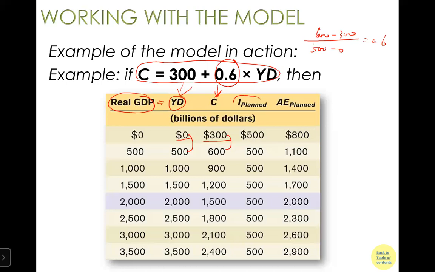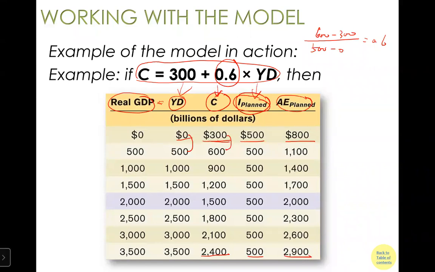Now I planned it. So we assume this is constant, it doesn't change with disposable income. Now the last column essentially just takes a summation of C and I planned. Say, for example, 300 plus 500 equals 800. 2400 plus 500 equals 2900.